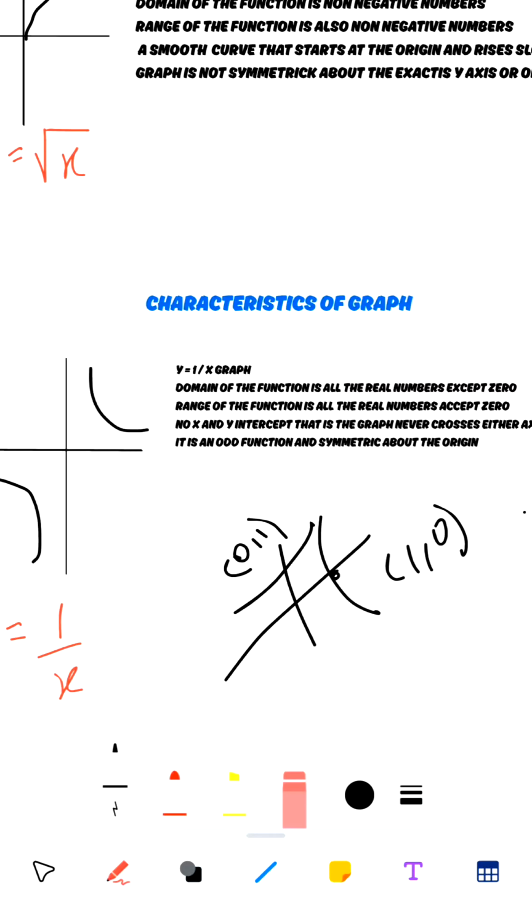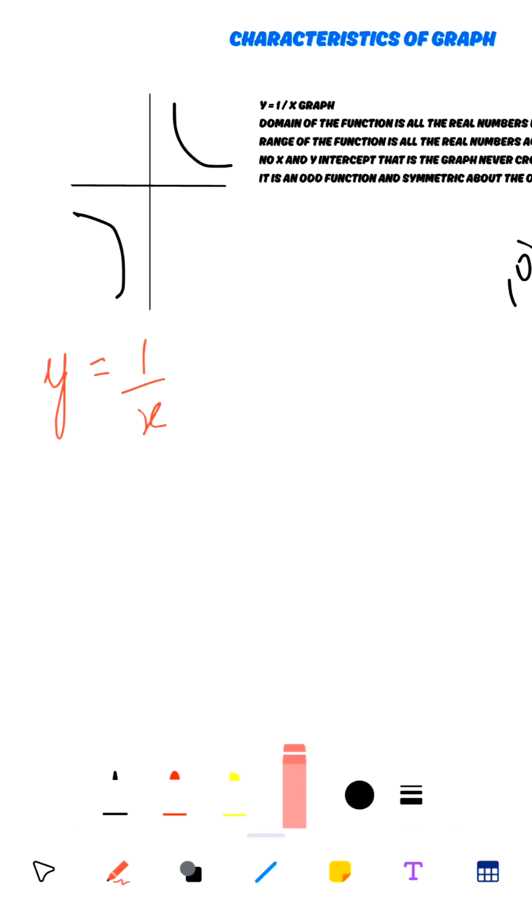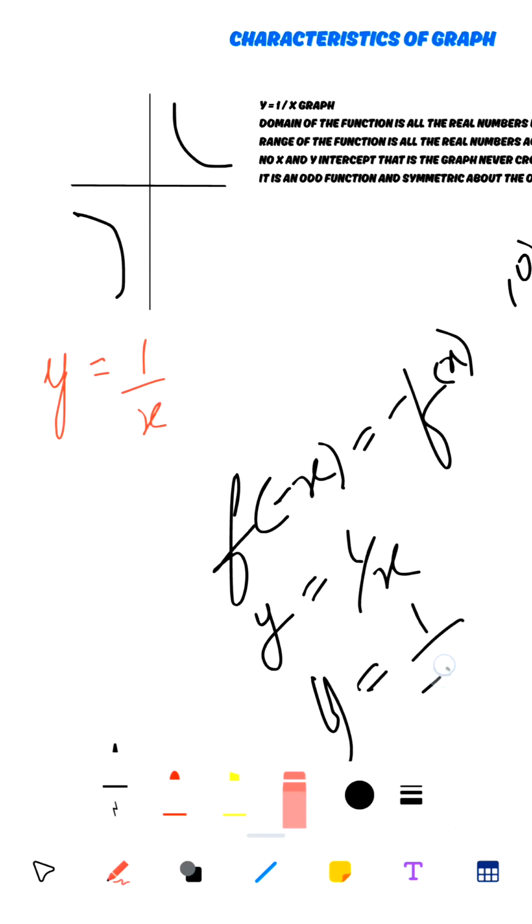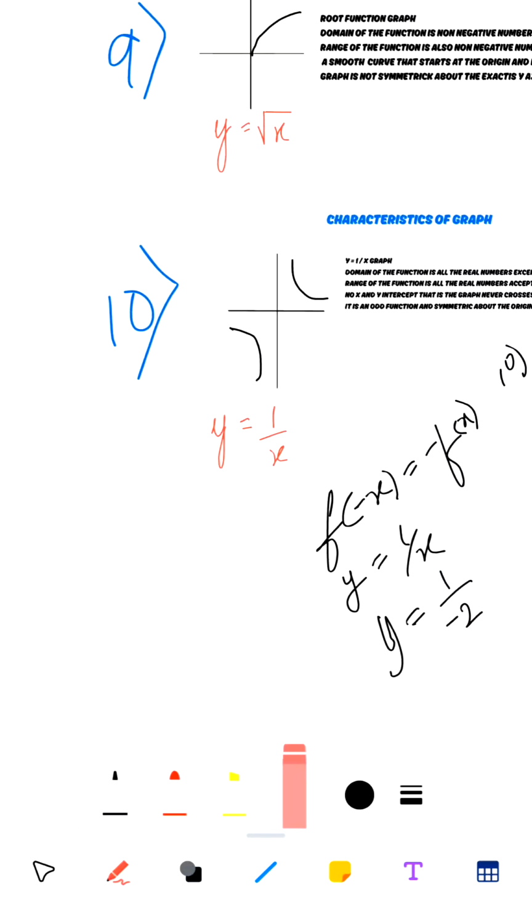Okay, and next it is an odd function. Odd function means, as I have already said, f of minus x will be equal to minus f of x. Let me take an example of it. If I consider the example, y is equal to 1 by x is our function. If I consider y is equal to 1 by minus 2, what is y? It is minus 1 by 2, right? So the y value will be equal to minus 1 by 2. As the y value is minus 1 by 2, it is also negative. So therefore it is called an odd function. I hope you understand about this y is equal to 1 by x graph.